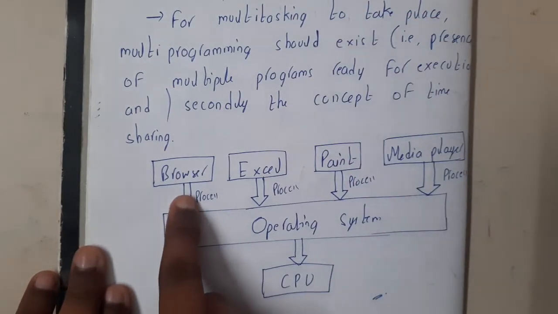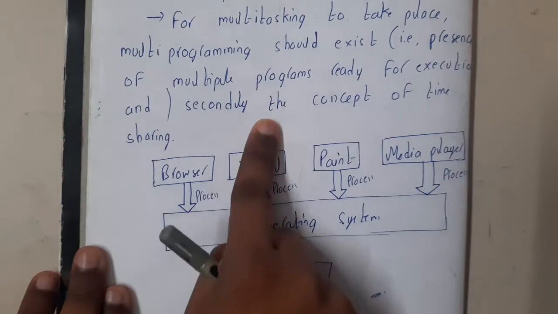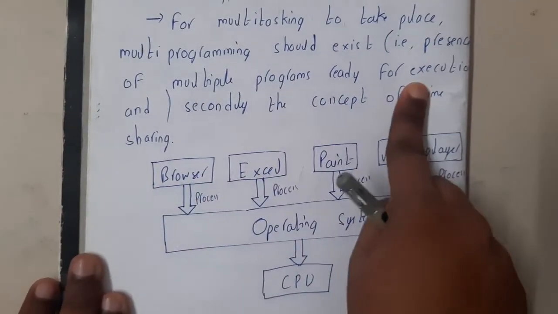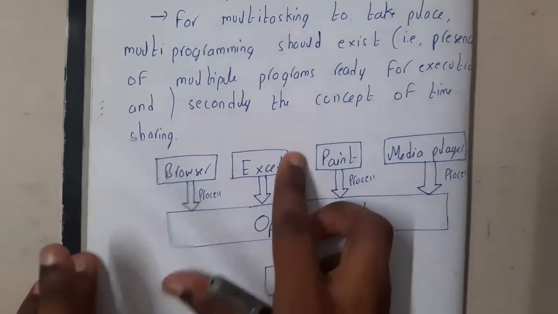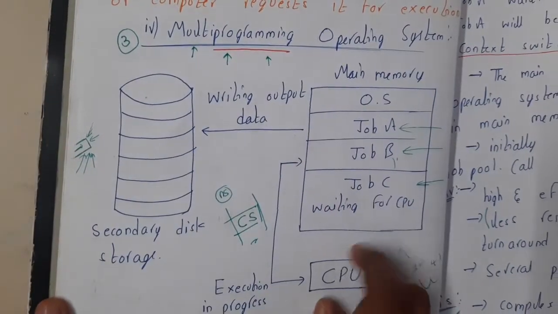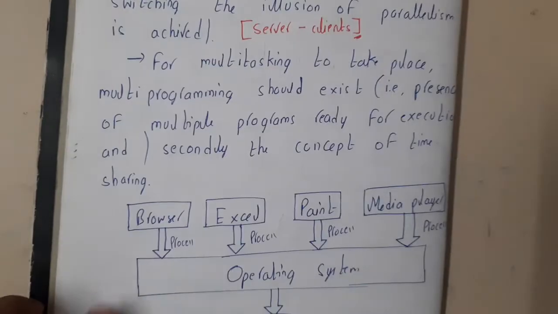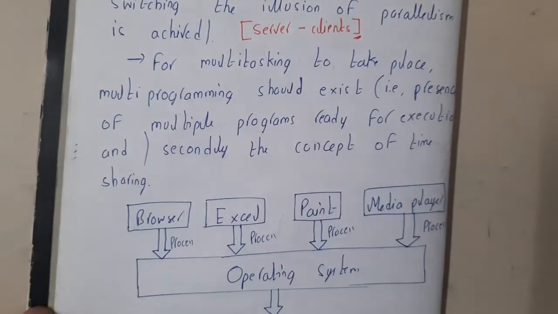So I cannot say that once the browser task is done, then go to Excel. Once Excel is done, then go to Paint. Once all these things are done, go to Media Player. I cannot say it like that, right? Because that is the thing when it comes to multi-programming. Until some issue comes, we are not going to swap them, right? So that is the reason why multitasking came into play.